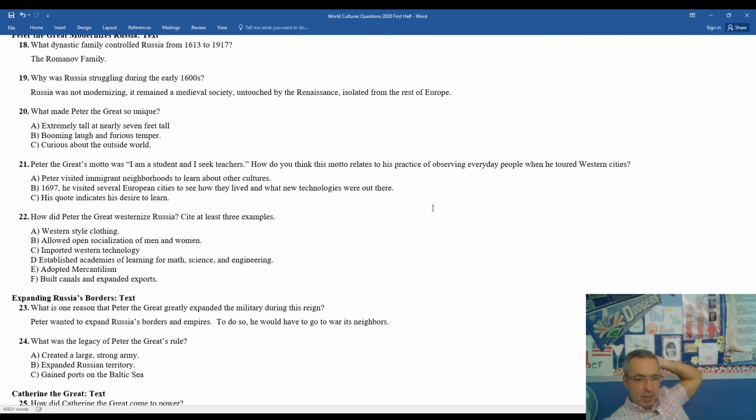22, how did Peter the Great westernize Russia? Well, he adopted Western styles of clothing. He allowed open socialization of men and women. He imported Western technology. He established new academies for learning, in particular in math, science, and engineering. He adopted mercantilism, built canals, and expanded the exports of Russia. So building canals would make it a lot easier to ship out goods, products, and eventually Russia would be able to sell some of their own products along the way too.